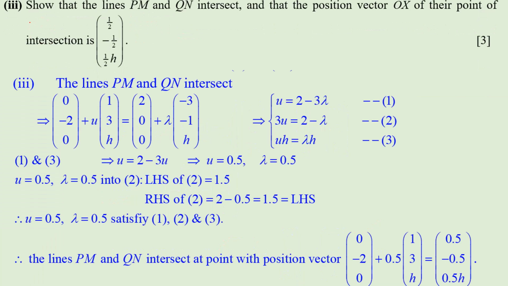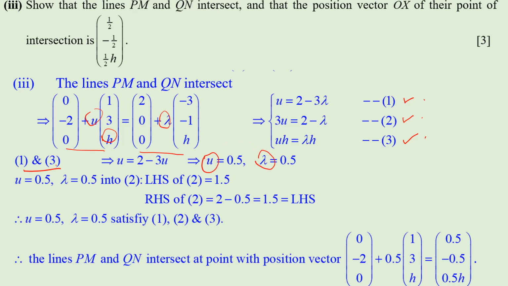Your job next is to show that they intersect. So what to do? Consider and equate the two lines together in vector equation form, just like your example, question number 4 in your tutorial. Look across horizontally and generate 3 equations. In this question, there are actually a lot more unknowns: there is u, there is h, there is lambda, 3 unknowns. But this is a show question. You still need to use only 2 equations. Choose your equations wisely so that you can solve for lambda and u. Your objective is to solve for lambda and u.